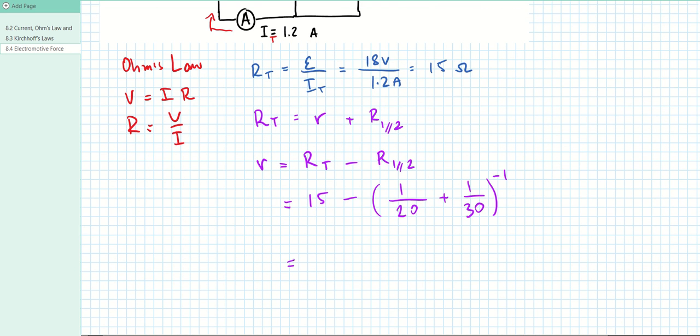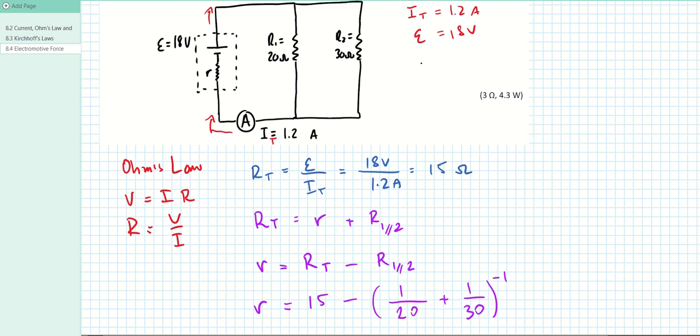Once you do that, you can use your calculator for this. 1 over 20 plus 1 over 30 is 1 over 12, and once you take the reciprocal of 1 over 12, it's going to be 12. So we end up with 15 minus 12. The answer here is going to be 3. That's going to be our internal resistance, lowercase r. So that's the first part of the question.